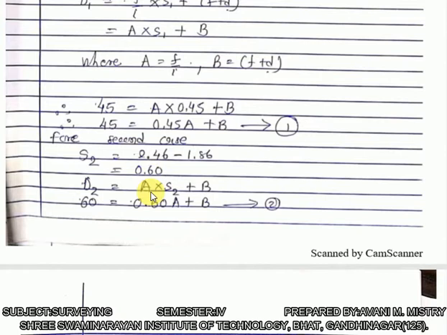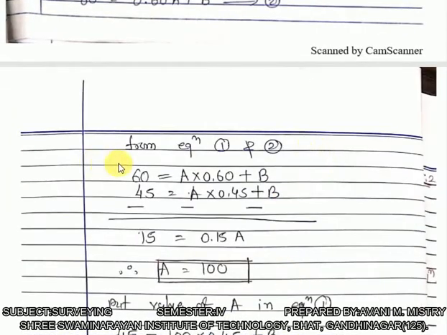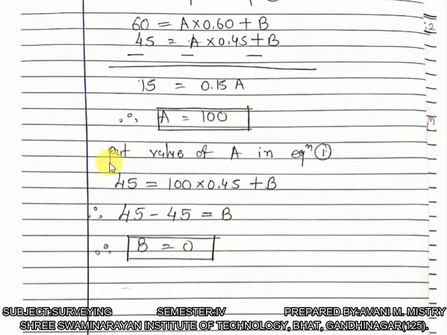D2 is equal to, again we have a formula, D2 is equal to A S2 plus B. We have the values of D2 and S2. Put these two values in this equation, and we get equation number 2. By solving equations number 1 and 2, we get the value of A equal to 100 meter. Put the value of A in equation number 1, we get the value of B equal to 0.